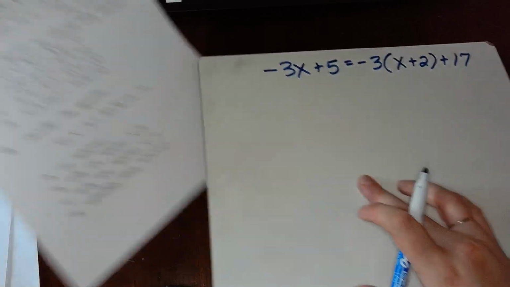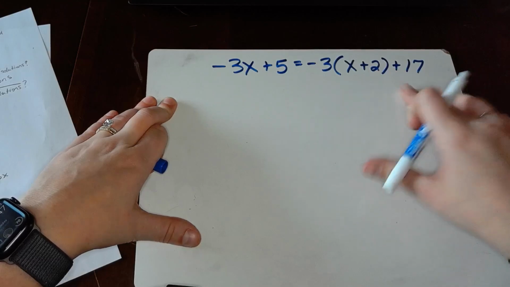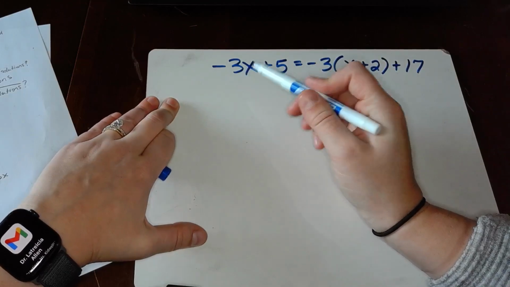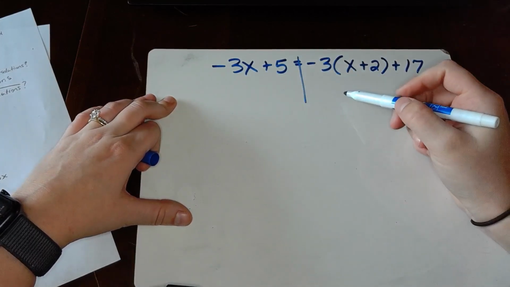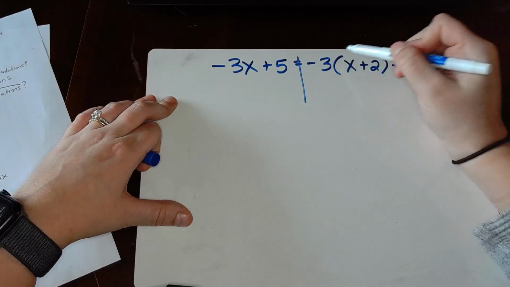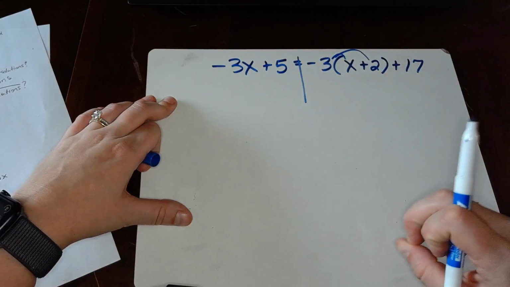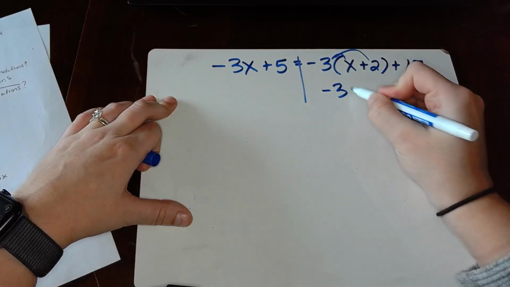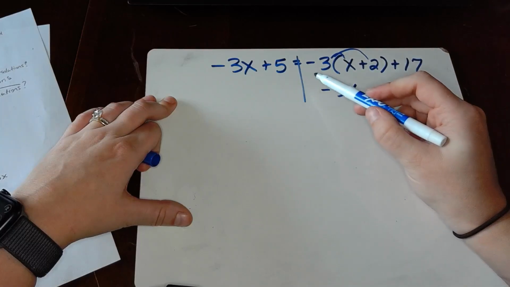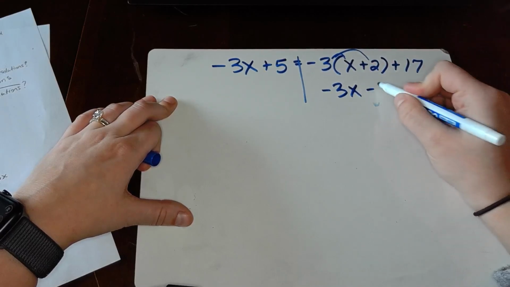All right, so we need to break this side down at least, to see if it will equal negative 3x and a positive 5. In order to break it down, we need to distribute this negative 3 to everything inside the parentheses. What is negative 3 times x? Well, you'll get negative 3x. Negative 3 times a positive 2 is a negative 6.